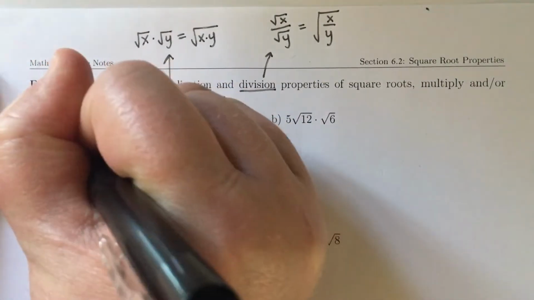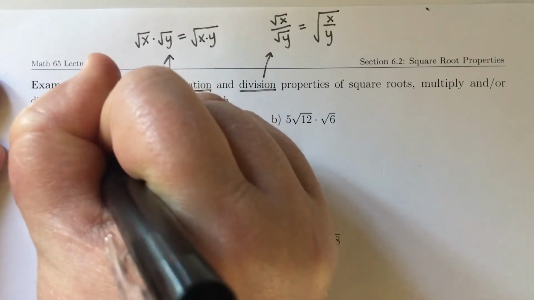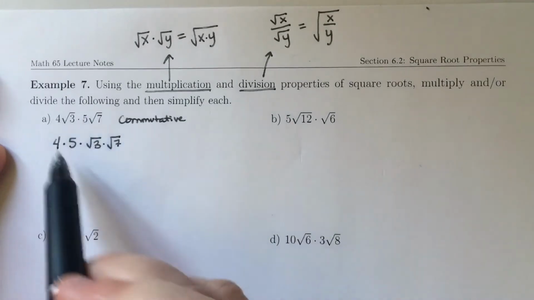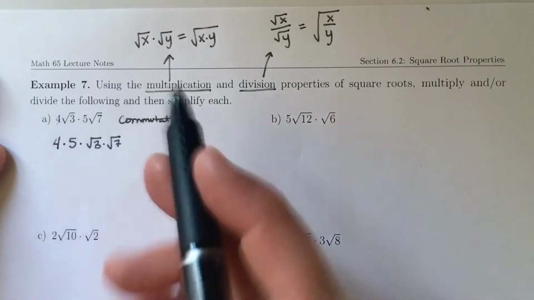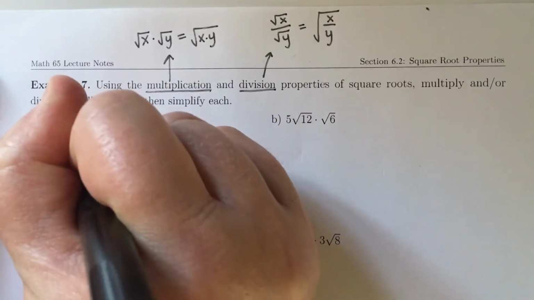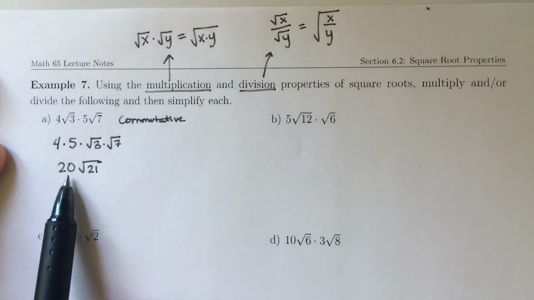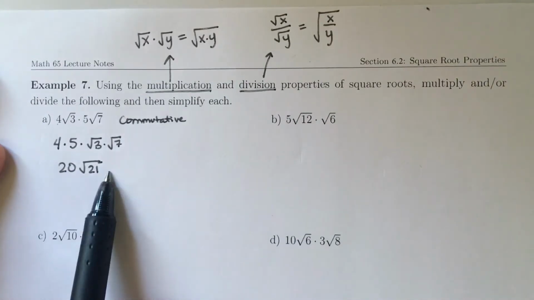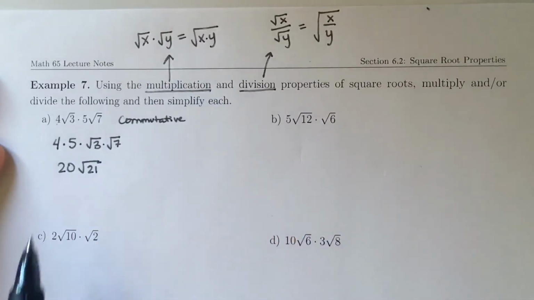So instead of 4 times square root of 3, I can switch the square root of 3 and the 5, and I'm just moving around the order. For some people, this really helps them see that I'm just taking the 4 times the 5 and getting 20, and then the square roots can multiply. But I can't simplify this coefficient out front multiplied by the square root. Square roots only multiply by other square roots by that property. So we're done. That's it.